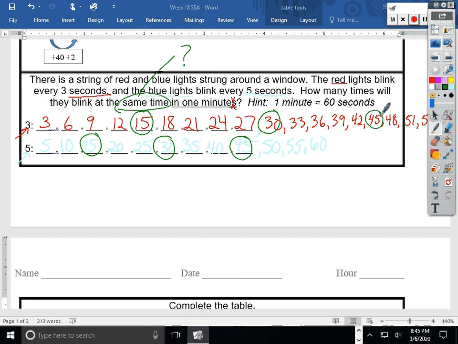And if I keep on going, oh, they both have a 60. And the 60 is hiding back there, isn't it? I don't know how I'm going to circle that for you. It's back there. It sure is. All right. So the question is, how many times will they blink at the same time in 1 minute? I think I just found them all.